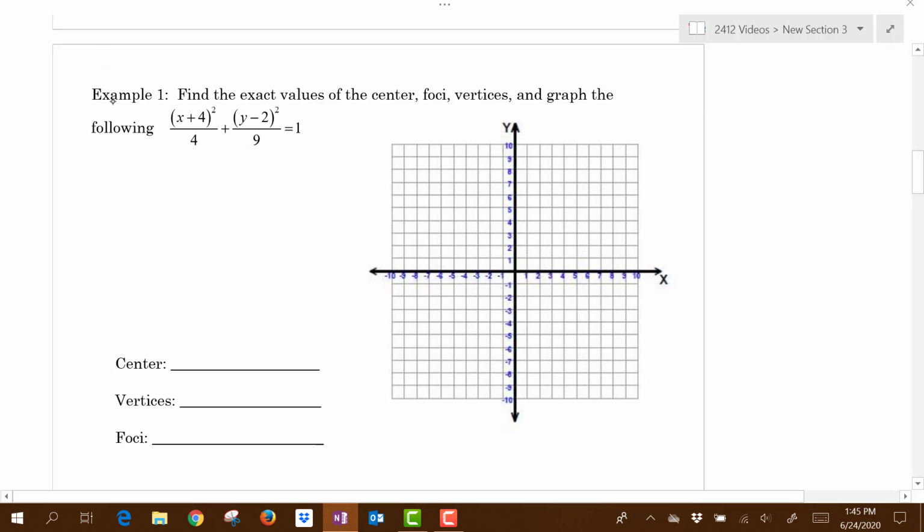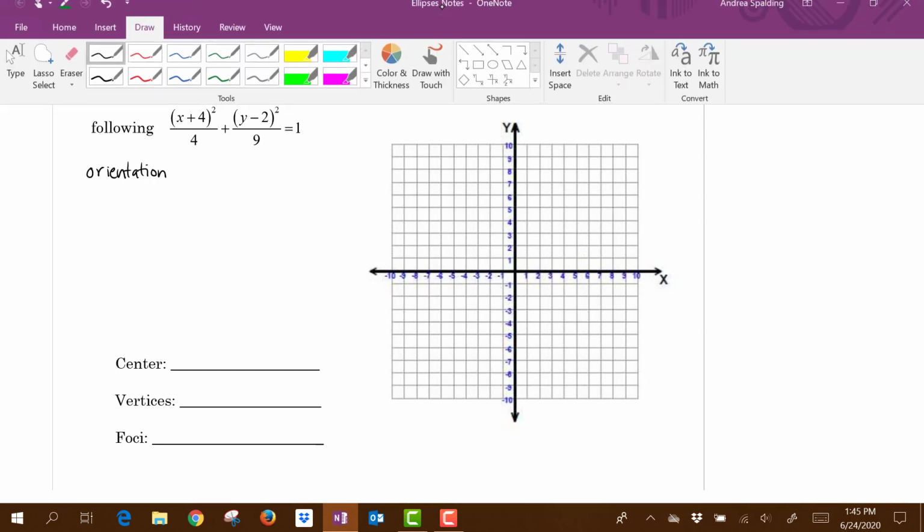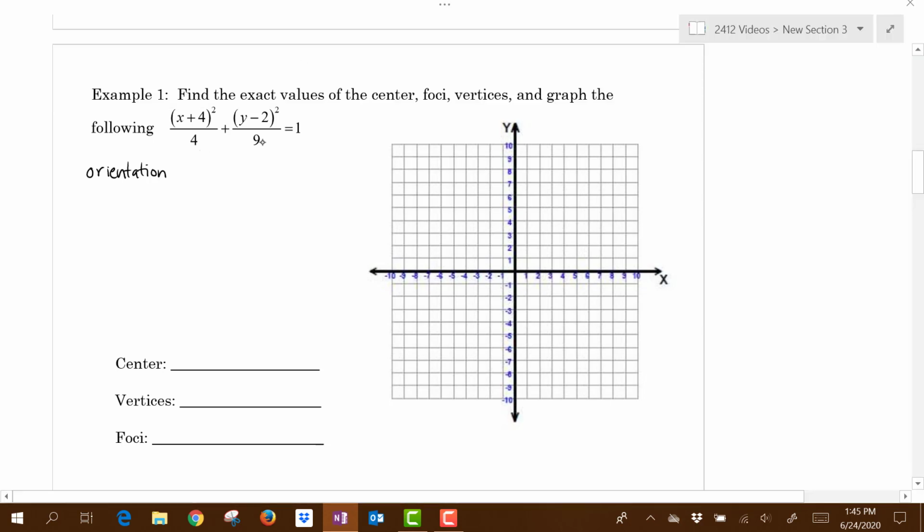Alright, first of all, let's determine the orientation. Does this ellipse have a vertical or a horizontal major axis? Alright, so what do we look for? Well, we're going to look for the bigger denominator. So the 9 is larger than the 4, so that means that the major axis is parallel to the y-axis. The y-axis goes up and down, so the orientation here is a vertical major axis.